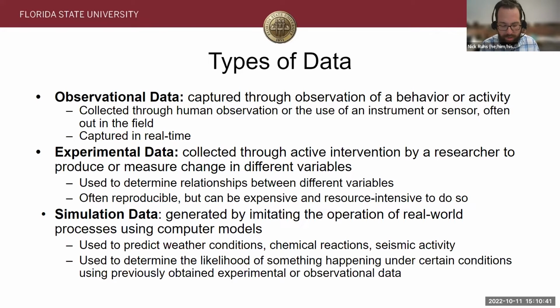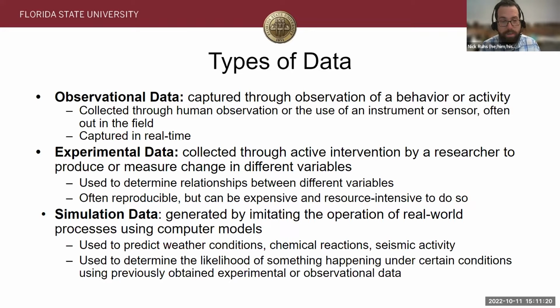So the first of those is observational data, and that is data that's captured through observation of a behavior or activity. This is often where you might place an instrument or some sort of a sensor out in the field and look at what's happening, collecting data as you go. This data is captured in real time, and it's captured without any sort of intervention from the researcher, right? They just put their instrument or the sensor there, and they capture the information as it comes in.